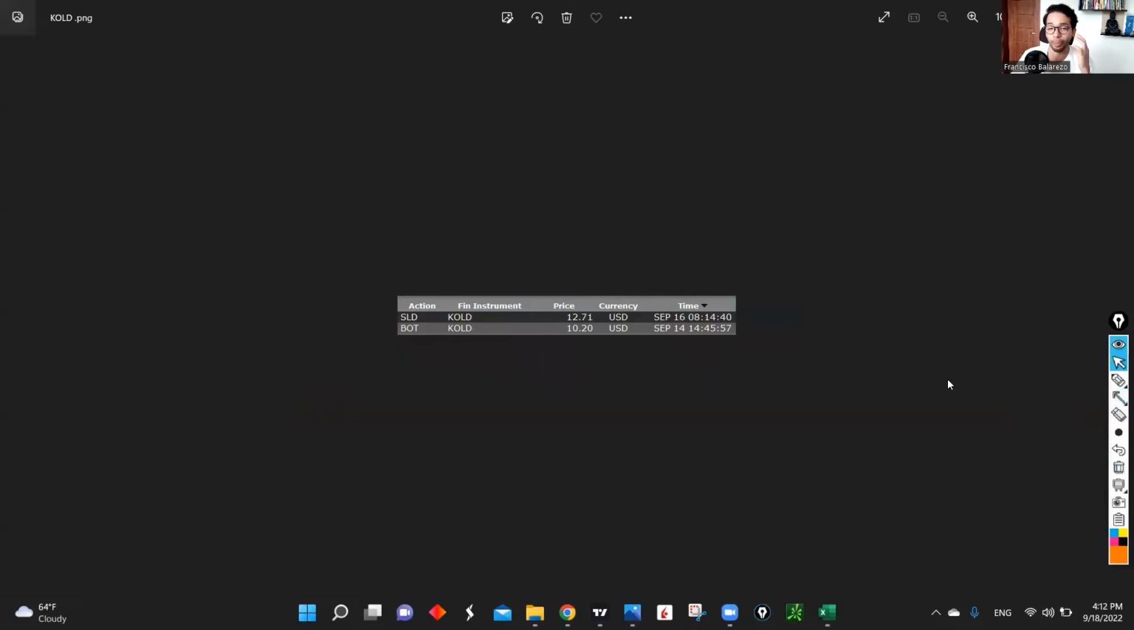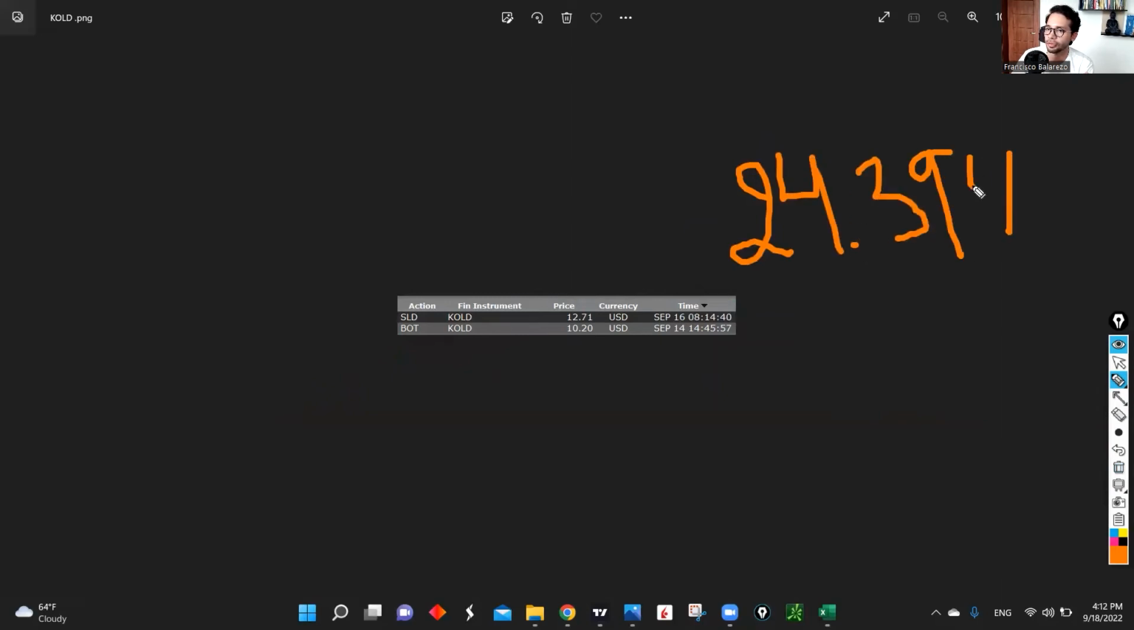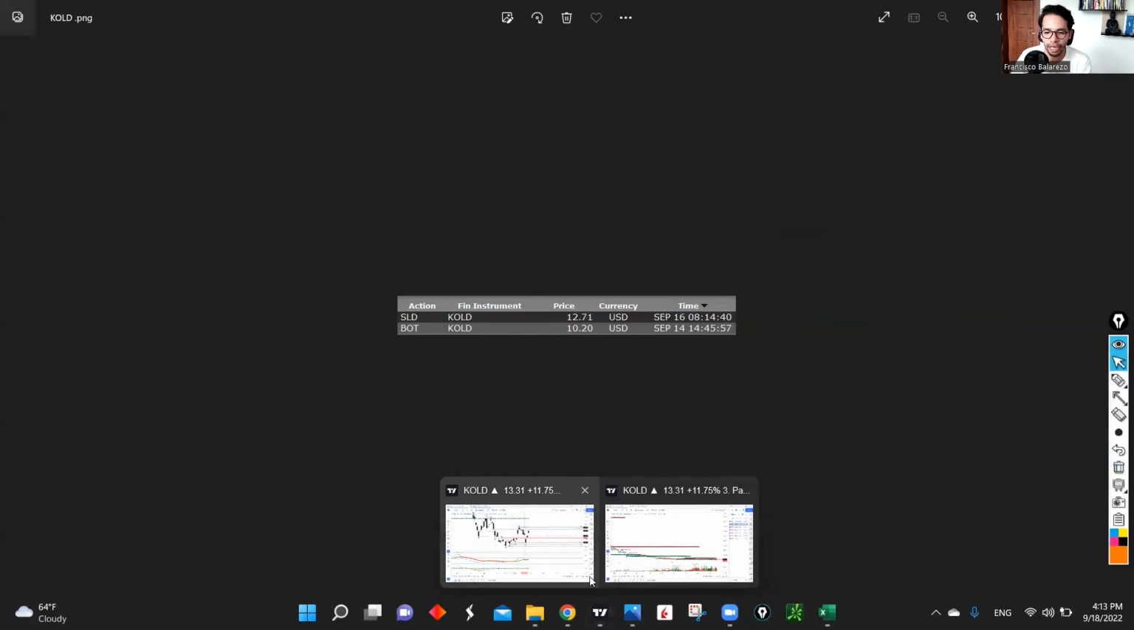Because we actually saw a pretty strong move to the downside in UNG, and since KOLD is the 3x ETF, or 2x, I think, I got a pretty strong move in my favor. So this was somewhere around a 24.39% winner for this trade.